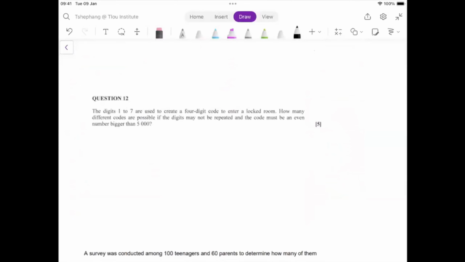Now let's pay attention to this one here. Now this is your counting rules. Okay. It's saying the digits 1 to 7 are used to create a 4-digit code. Okay. To enter a locked room. How many different codes are possible if the digits may not be repeated and the code must be an even number bigger than 5,000?